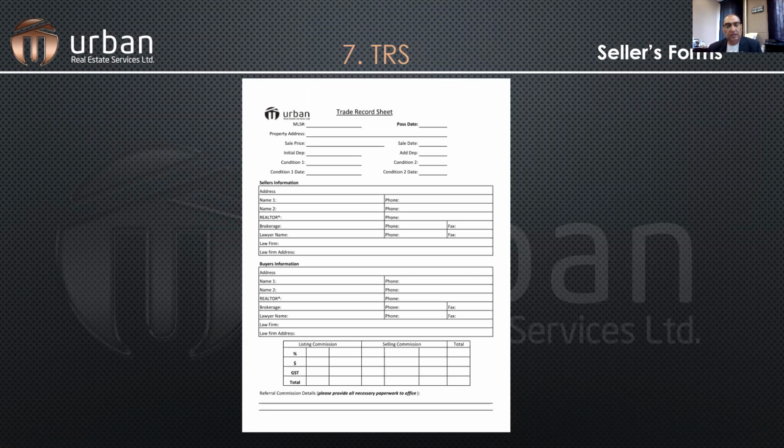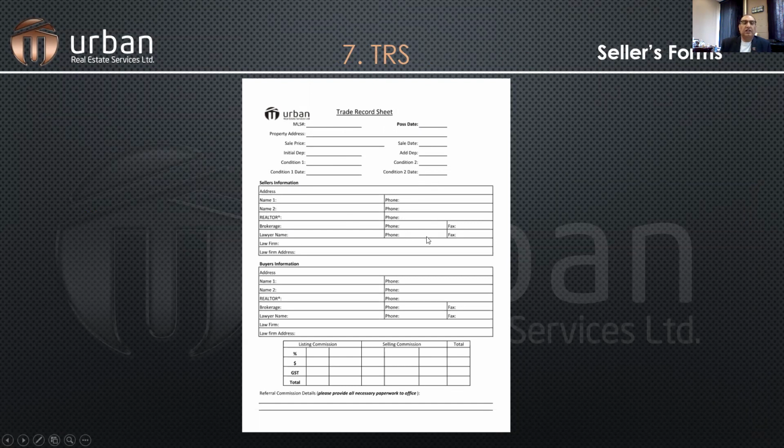The last form, which is again a common form between any transaction, is called the trade record sheet. This is like a summary sheet. You can see that we have covered it in the buyer's course as well. This is needed for every real estate transaction which is going to be completed. Very fairly simple. All it does is it puts the summary of your full transaction on it: your MLS number, possession date, property address, sale price, what is the sale date, how much was the deposit, initial or additional, what were the conditions, what were the dates of conditions, the seller's information, including the seller's realtor, seller's brokerage, seller's lawyer, their phone numbers and fax numbers.